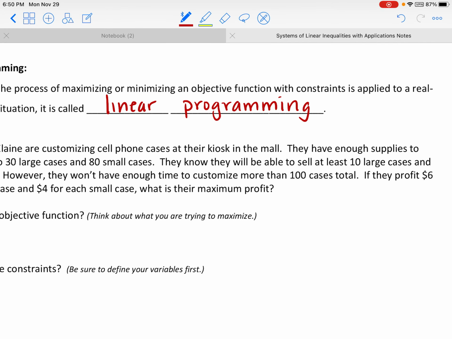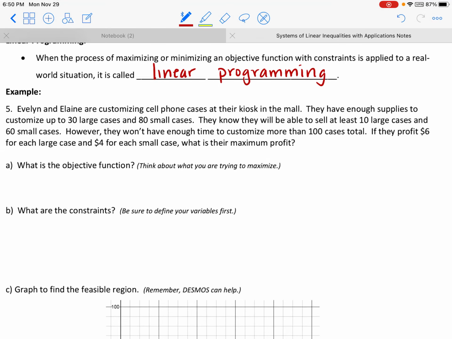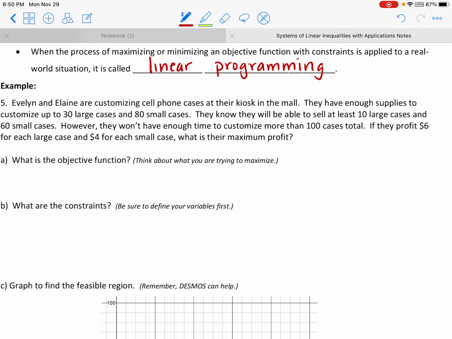Okay, so it says that Evelyn and Elaine are customizing cell phone cases at their kiosk in the mall. They have enough supplies to customize up to 30 large cases and 80 small cases, and they know they'll be able to sell at least 10 large cases and 60 small cases. However, they won't have enough time to customize more than 100 cases total. If they profit $6 for each large case and $4 for each small case, what is their maximum profit?